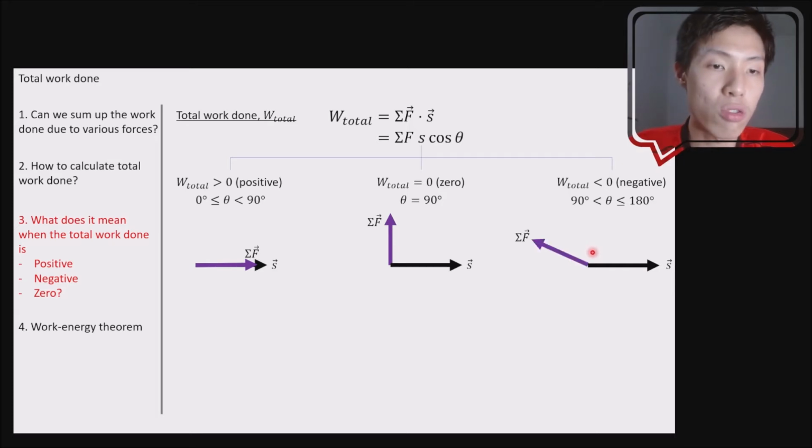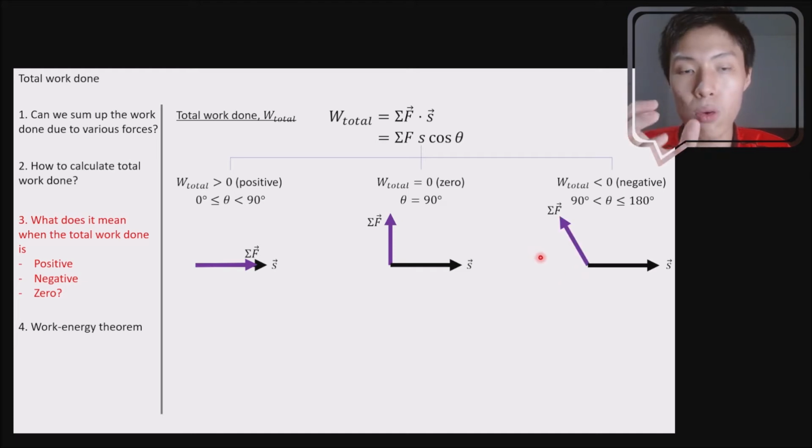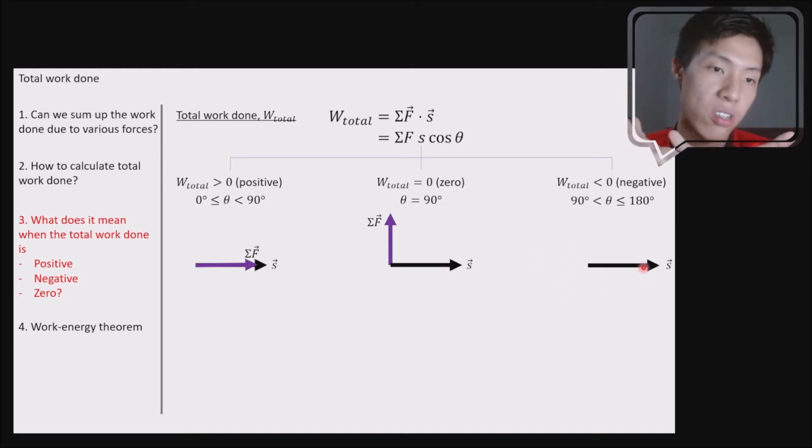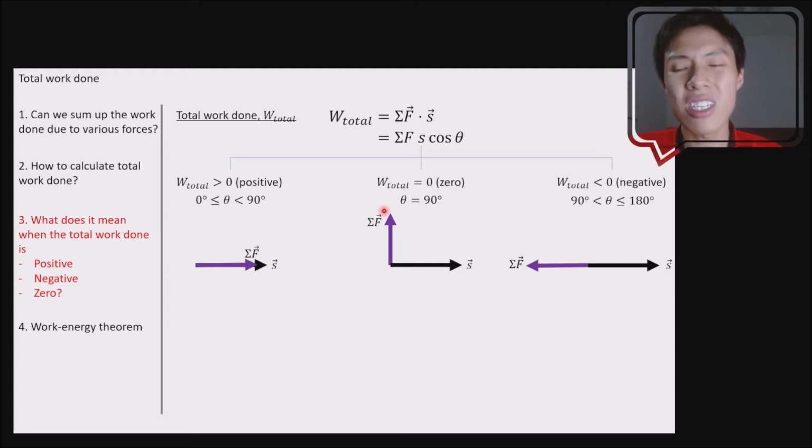It can also be something like this, as long as if you resolve it, the component of the net force parallel to the displacement is opposite the direction of displacement. Then you can say that the total work done will be negative. Okay, so this is similar to the video where I discussed what it means when work done is positive, negative, and zero. Just that this time it's a net force version, a total work done version.